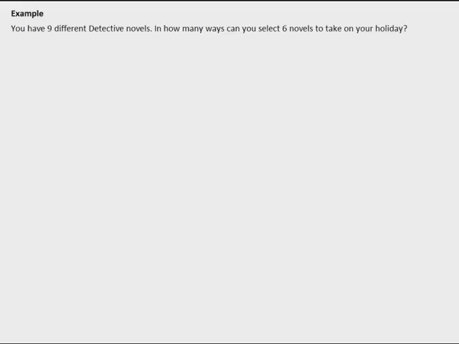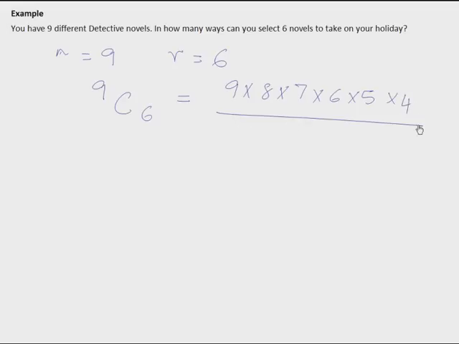You have 9 different detective novels. Then how many ways can you select 6 novels to take on your holiday? Okay, just apply this formula. n is 9, you want to choose 6, so r is 6. And the answer is 9 choose 6, which expands to 9 into 8 into 7 into 6 into 5 into 4, 6 numbers upon 6 factorial. There's your answer. Feel free to calculate it.